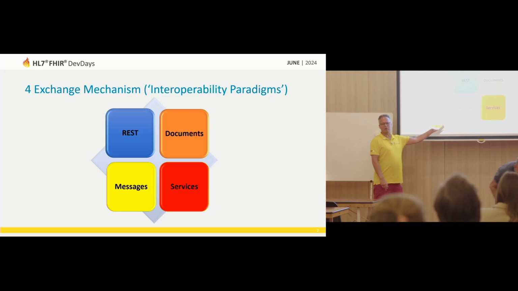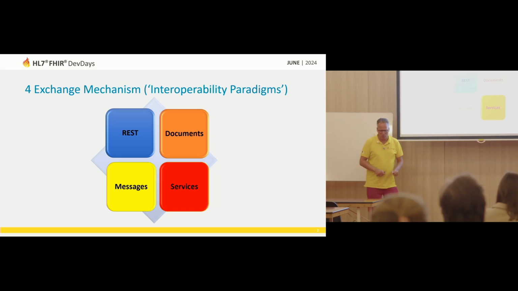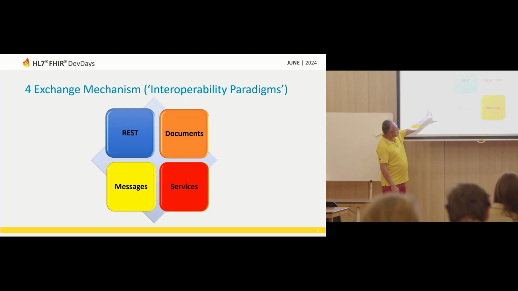Now, you know that there are 4 exchange mechanisms. Nowadays, people talk about, well, we also have subscriptions and we have a bulk data exchange. But these are somewhat orthogonal, because you can subscribe to a document, you can subscribe to a message, and you can subscribe to a RESTful resource, right? So it's a bit orthogonal. So basically, we have those 4 exchange mechanisms. And these are very well-known exchange mechanisms.